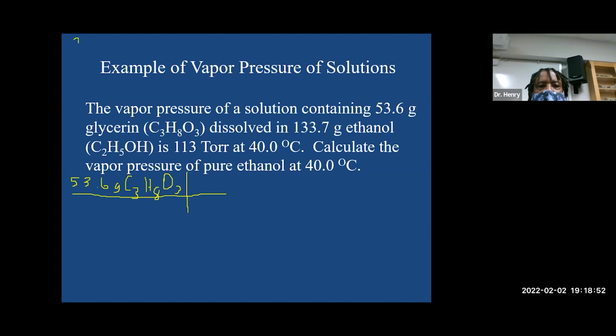So we have 3 carbons. So that's 3 times 12. If I remember correctly, that equals 36.